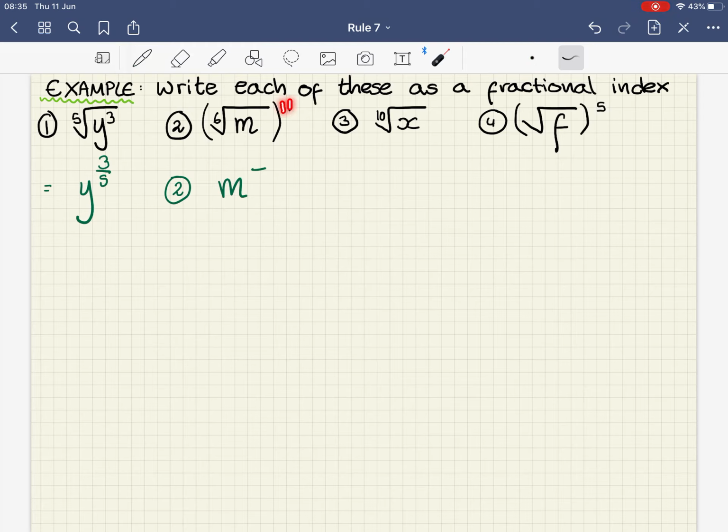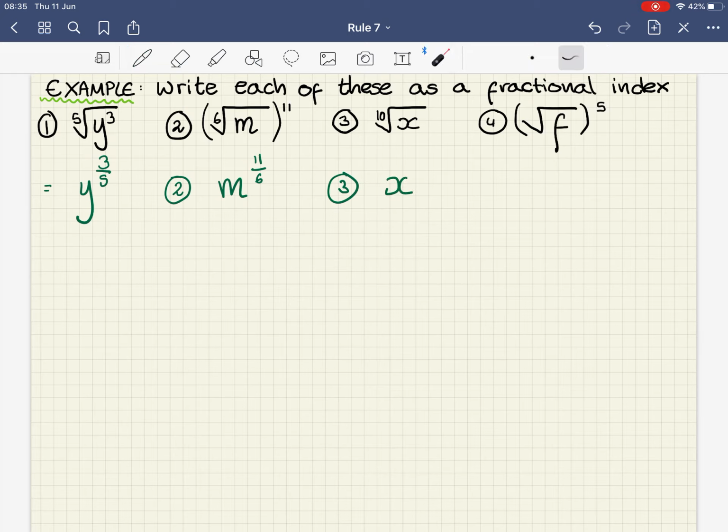Question 2. The flower is my power, so the 11 is the power, so that means 11's on the top. And the bottom is the root. The 6 is in the root sign, so that means 6 is on the bottom. Okay.